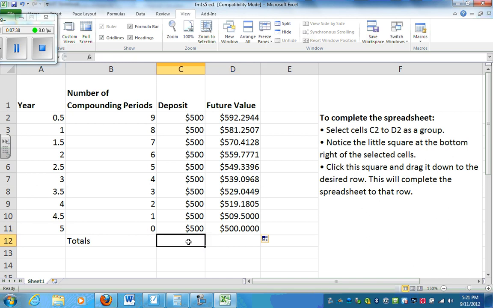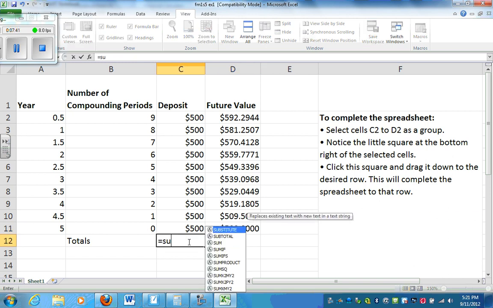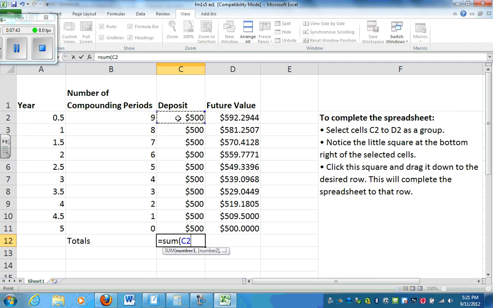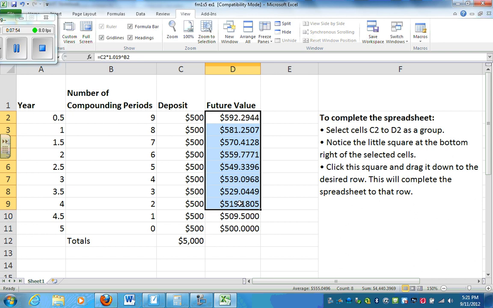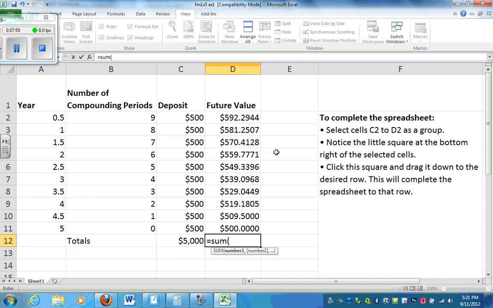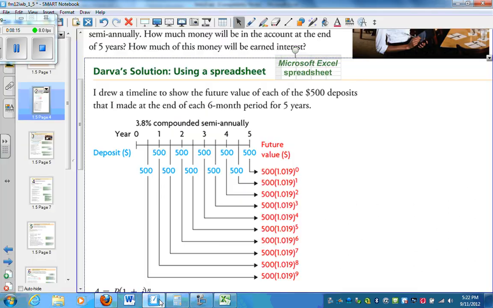Last thing we have to do is add these up. So to add up, we go equals, sum, and your first bracket. Then I highlight all the ones I want, press enter on my keyboard, and it adds that up. So in total, she's deposited $5,000. Her future value is going to be how much money she has at the end. Oops, I have to put this in first. So I go equals, sum, bracket, highlight all of these, press enter, and it gives me my future value. So when it's all said and done, she's going to make $5,449.